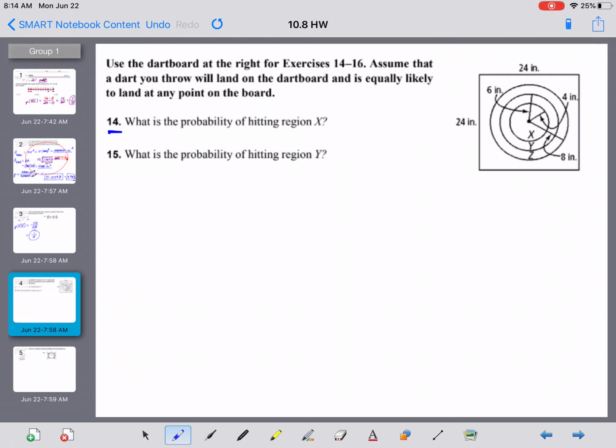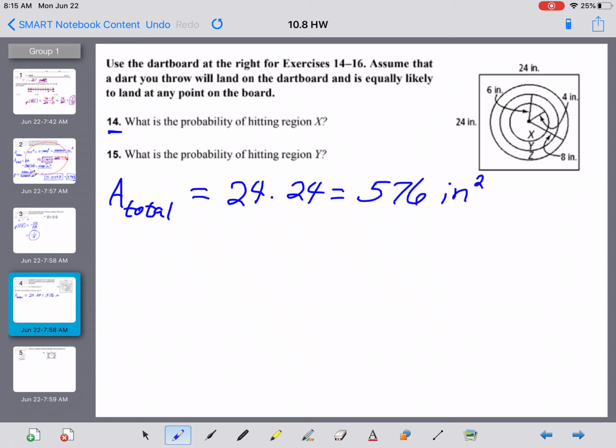Okay, well, the first thing we're going to need for every one of these problems here is what is the total possible area that we could hit? Well, the overall dartboard here is a square 24 by 24. So we would just multiply 24 times 24, which I believe is going to get us 576 square inches for the area of the entire dartboard.